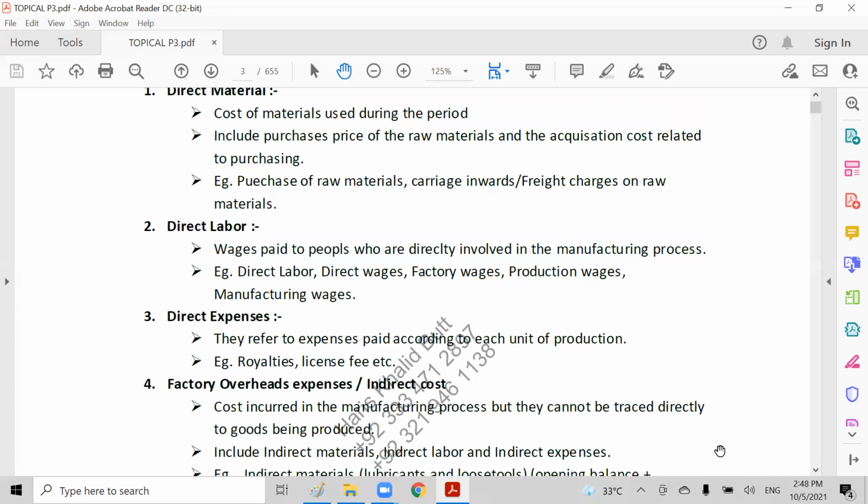Now, let's talk about it a little bit so that we may be able to know about direct expenses, which include royalties and license fee.